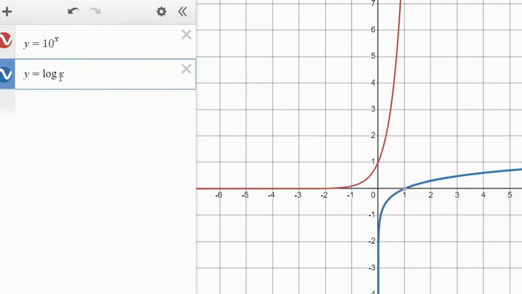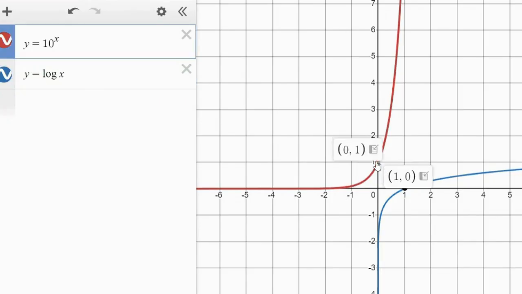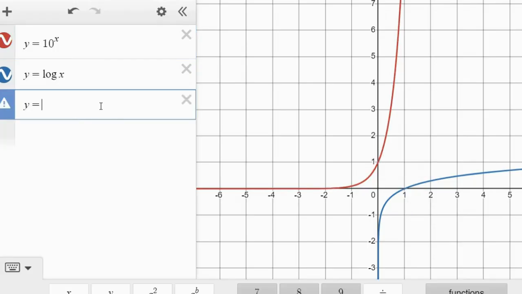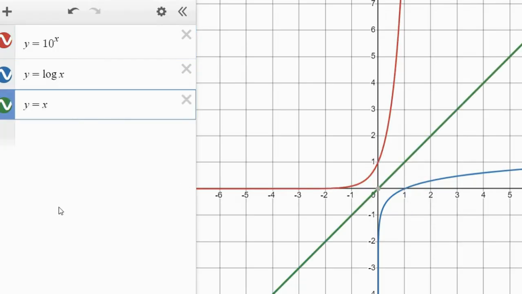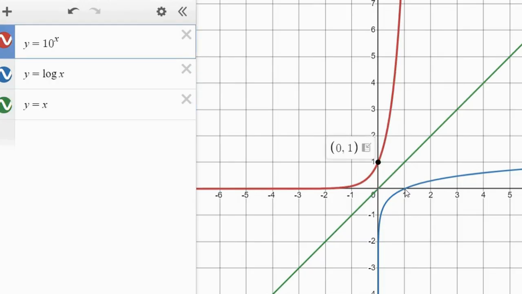So this is log base 10 of x. This is the logarithm equation. Notice it has (0, 1) and (1, 0). This is a reflection over the line y equals x, that green line right there. So every point you find here, you can find the equivalent point over here, swapping the x and y. (0, 1), (1, 0).